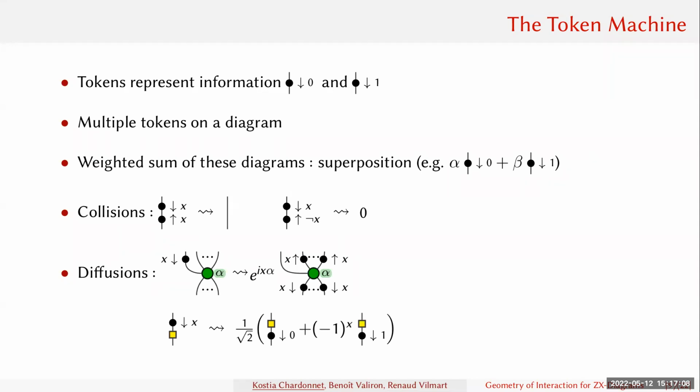Finally, you have the Hadamard gate, in which if you have an input token going down in the state X, you get 1 over square root of 2 of a superposition of your diagram. In one case the token is in the state 0, in the other case the token is in the state 1, and it's either a plus or a minus between those two diagrams. And finally, for all the wires, absolutely nothing happens, the token just flows through and moves along.